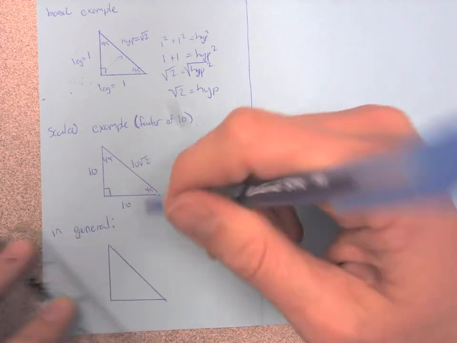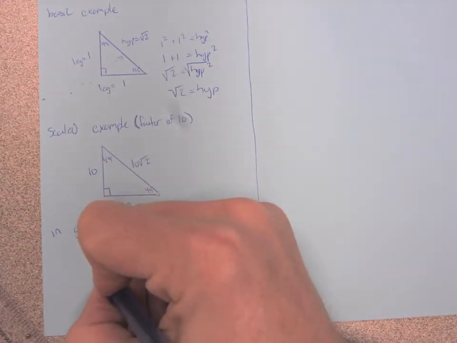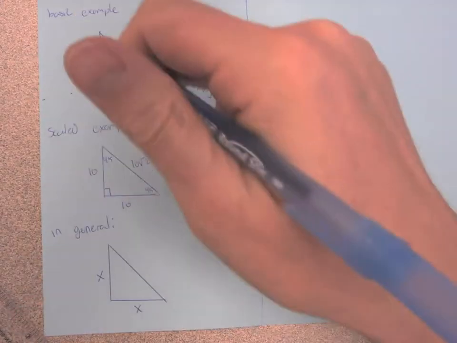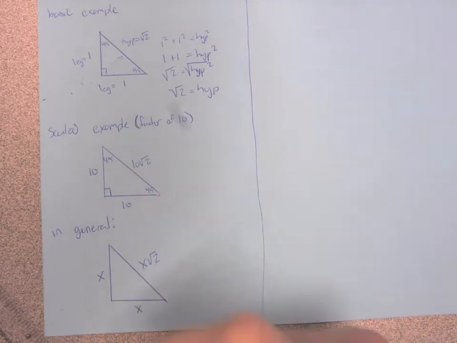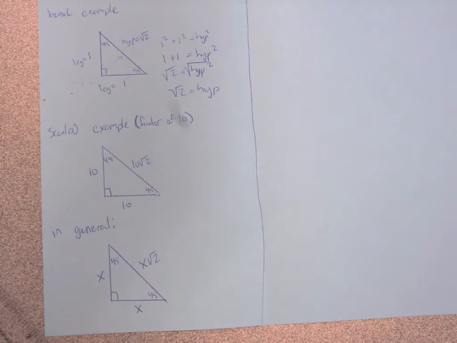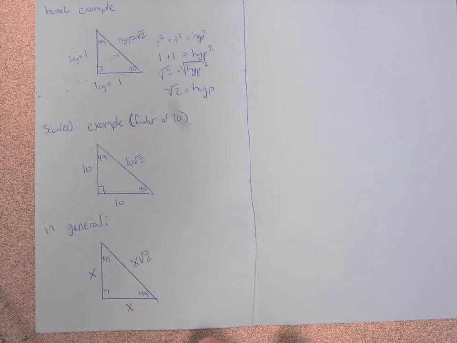Okay? If we took our original triangle here and we multiplied each side by x, this side would be x, and this side would be x, because 1 times x is x and 1 times x is x. And then this side would be x times the square root of 2. That is how we represent the relationship between all of these sides. Okay, this is the relationship no matter what. The sides can be any length, but this is the relationship between them.